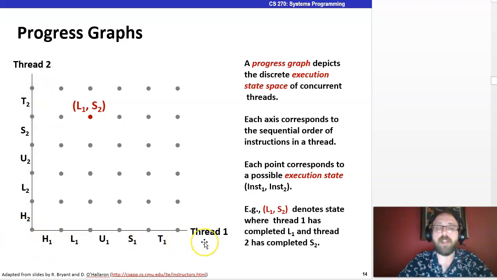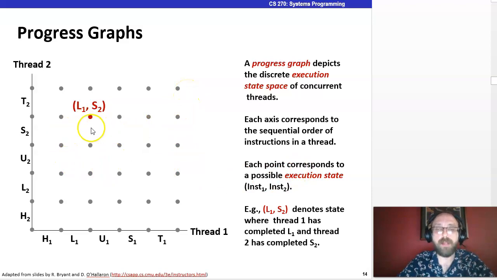So the x-axis here shows what thread 1 is doing at the moment, and the y-axis shows what thread 2 is doing at the moment. The fact that things execute sequentially within a thread means we're only ever moving to the right and up, and we're not skipping. We're moving either one step to the right or one step up. But there are many different ways we could go one step to the right, one step up, and so on to get up here. We could follow this path, or we could follow this path, and so on.